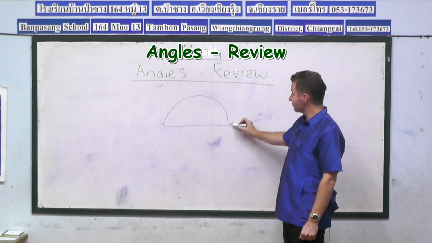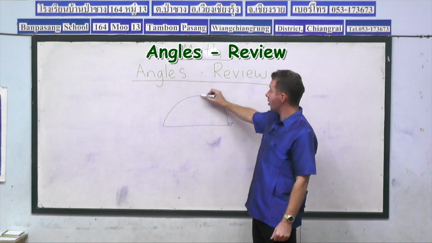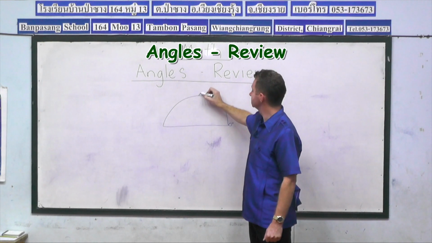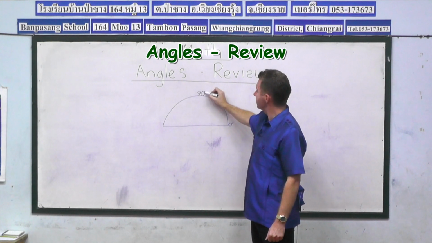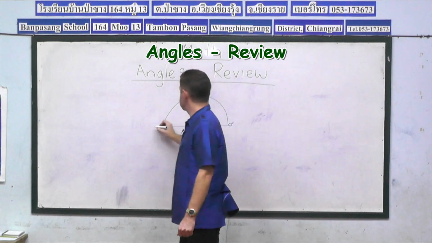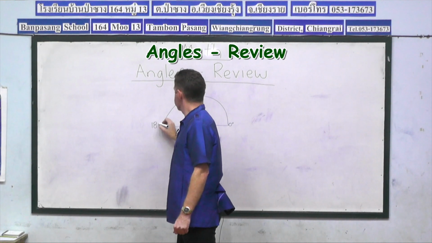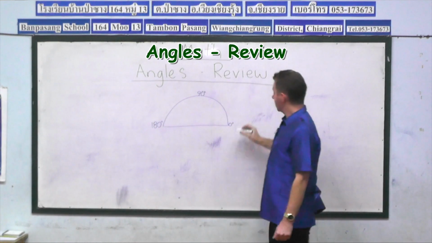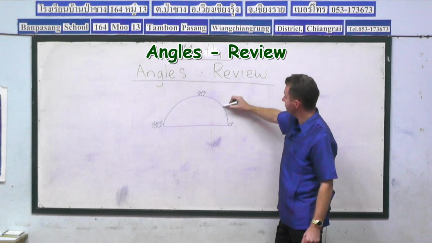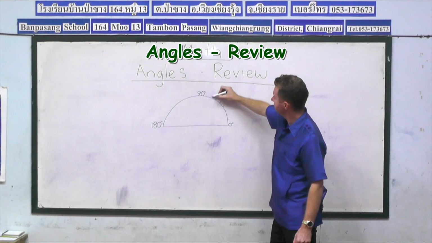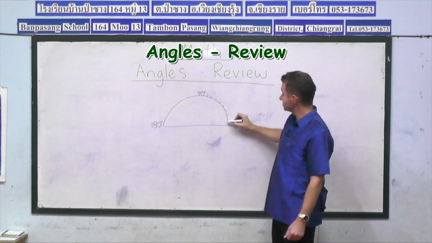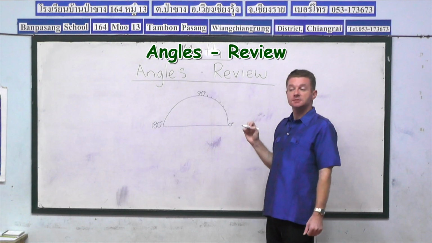So we go from 0 degrees, and then when we get to the top of the semicircle, how many degrees is here? 90. 90 degrees. And then if we follow it all the way around to here, 180 degrees. Well done, guys. Well remembered. So now, after 0 degrees, we know that the protractor goes up in stages of 10 degrees each time.